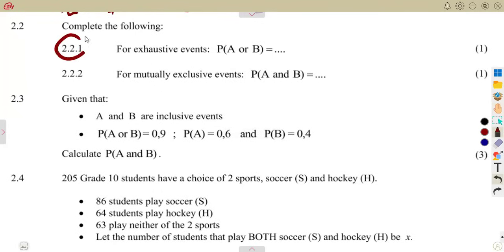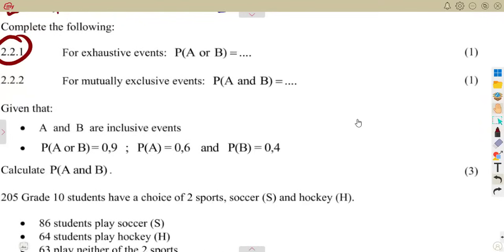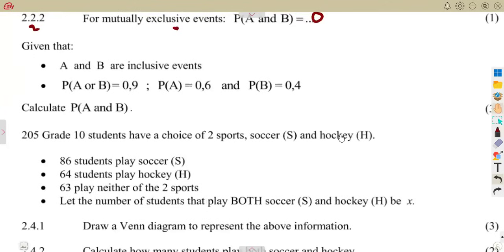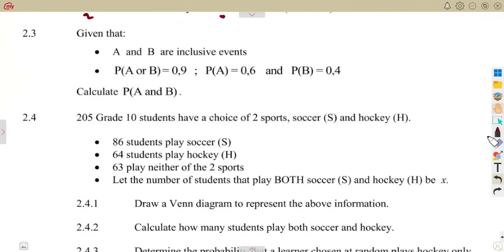The following, 2.2.1: for exhaustive events, the probability of A or B is what? If two events are to be exhaustive, we know that the probability of A or B is supposed to be completely 1. What is in A and what is in B must give us a 1. For mutually exclusive events, the probability of A and B is what? We do understand that's a 0 there. There is nothing on the intersection if two events are mutually exclusive. There is no intersection.